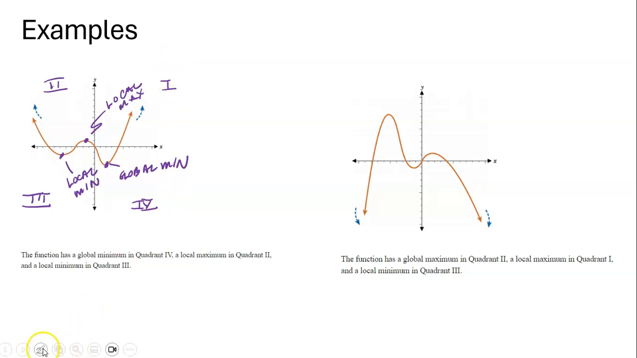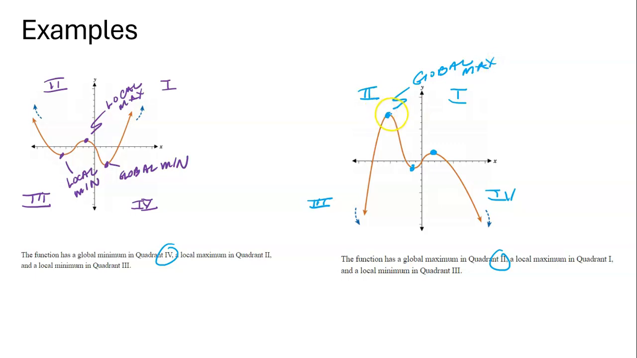Okay, let me change colors because that makes me happy. Okay, 1, 2, 3. I'm just naming my quadrants. Okay, so I know that we've got an inflection point there, there, and there. Okay, so we have a global max here. That is as high as this is going to get. It's not going to get any higher because both of the ends are decreasing.